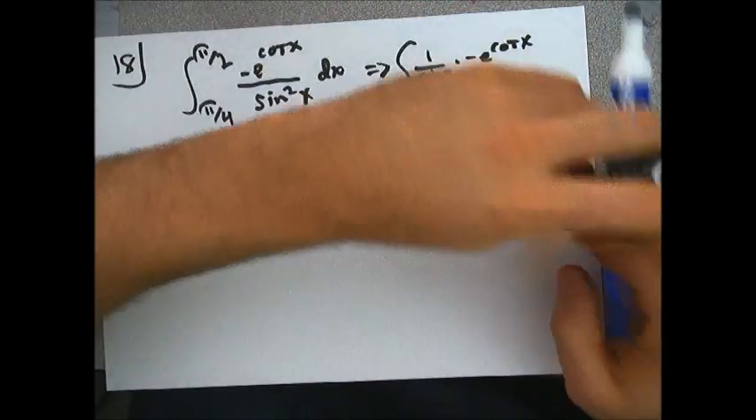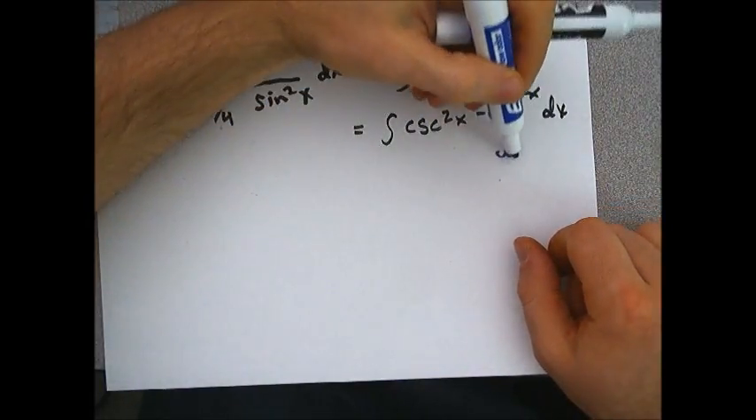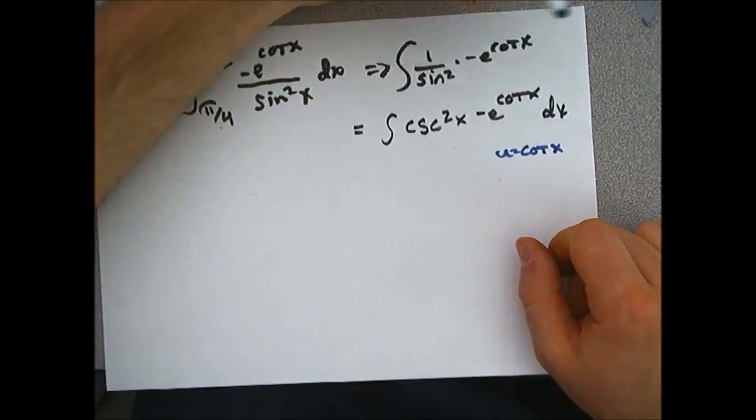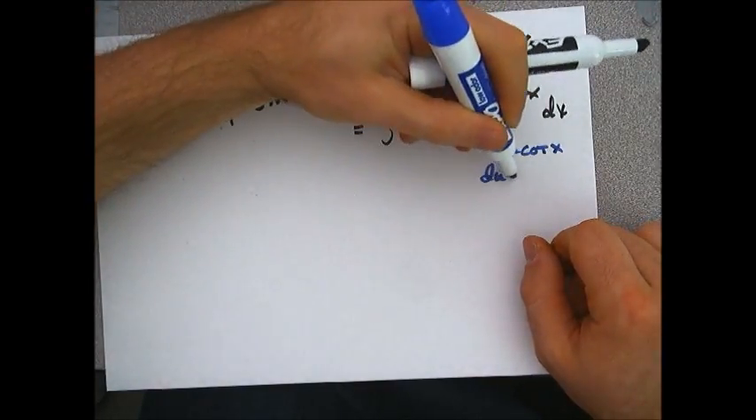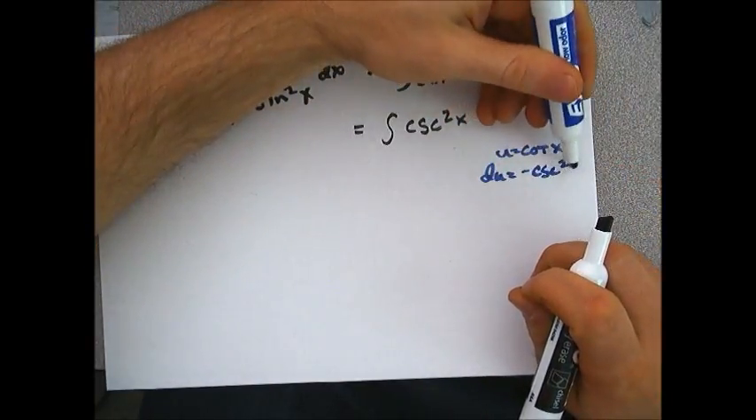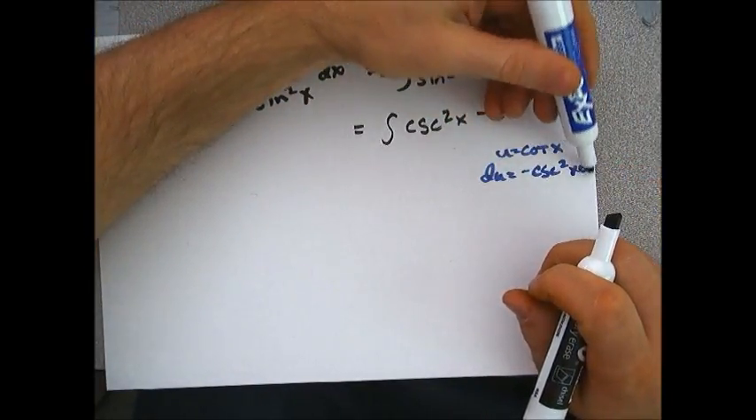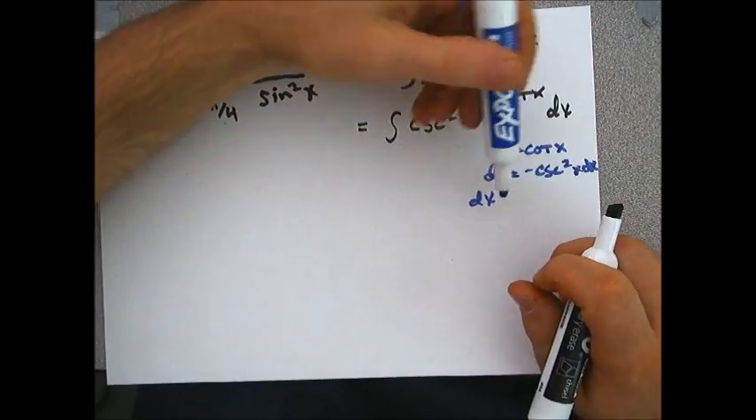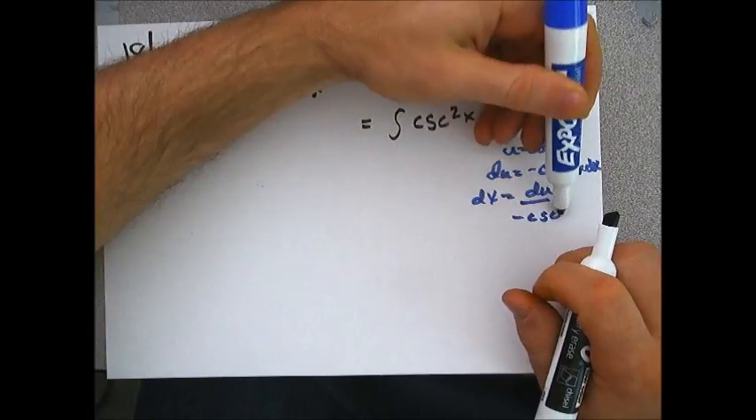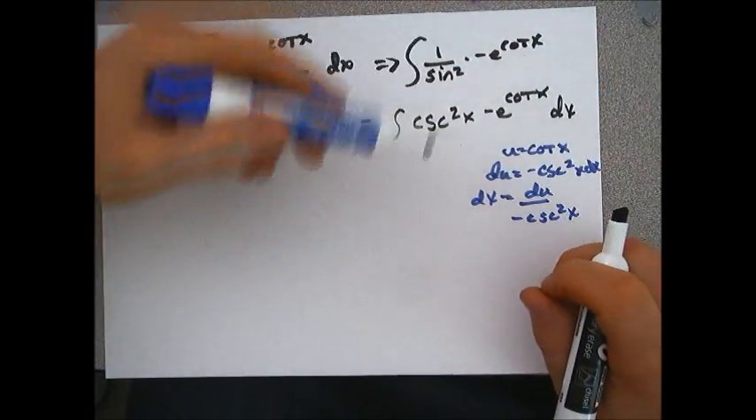And now I'm going to try my u substitution. So I'm going to let u be equal to cotangent x. That would make du equal to negative cosecant squared x dx. Makes dx equal to du over negative cosecant squared x. Take this and plug in.